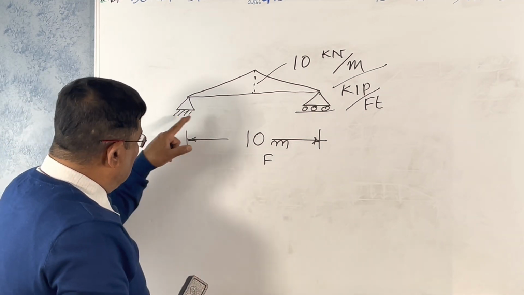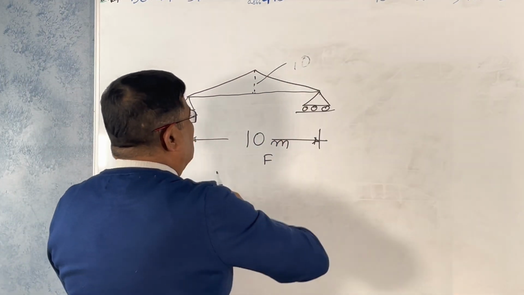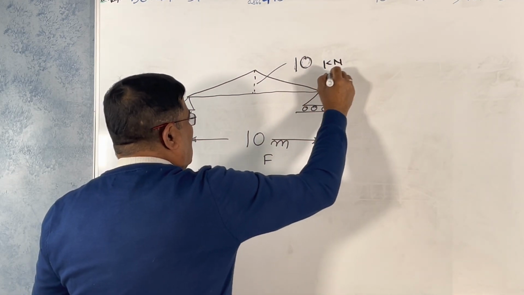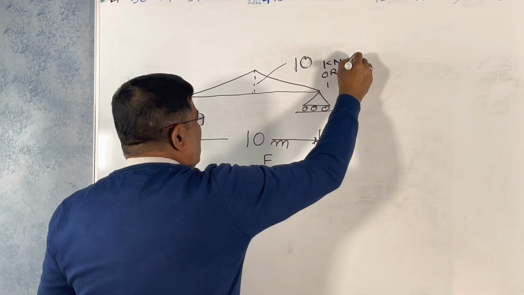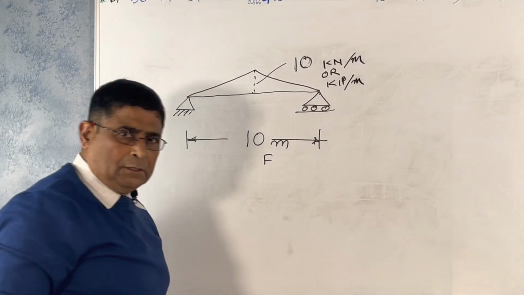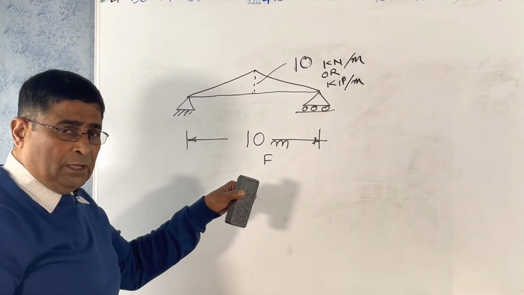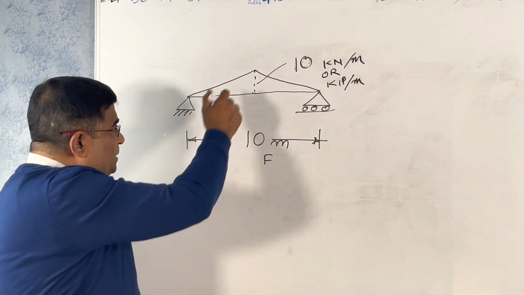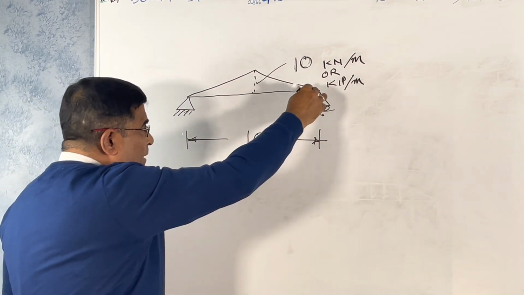Now, what is the reaction? Look at the reaction. This is the intensity, kilonewton per meter or kip per meter, not a concentrated load. If it is a concentrated load, it stays there only, then it will be kilonewton. But it is an intensity of the load here. Here it will be reducing, there also it is reducing. Here it is 0 and 0.